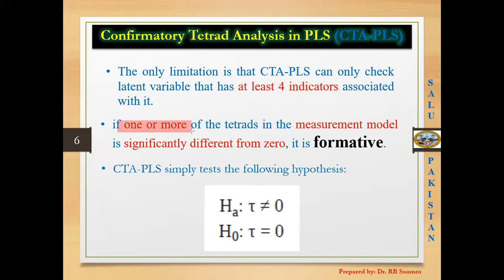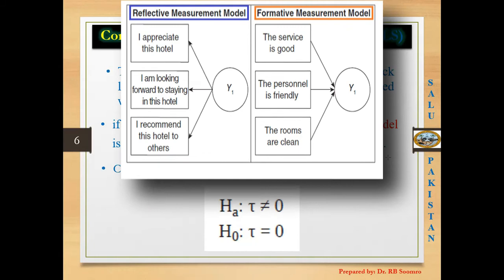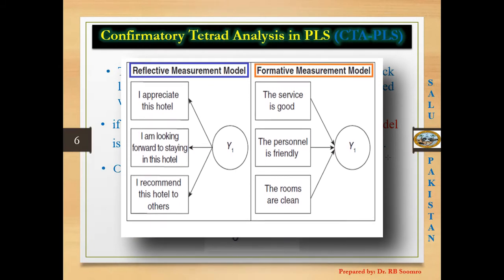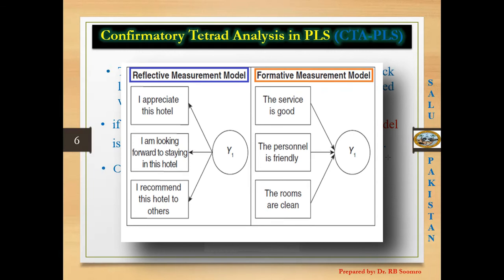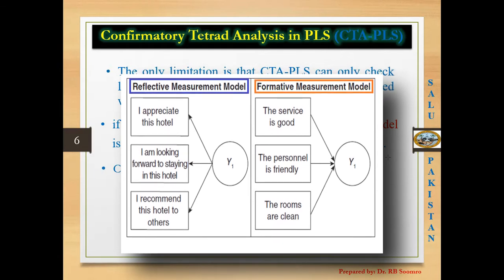So here is one type of decision rule: if one or more straight rod in the measurement model is significantly different from zero, it is formative. If it is not significantly different from zero, then it is reflective. Normally, with reflective indicators you will find a high correlation among all of them, because we are asking the same thing in every question. In the case of formative, we are asking different things of our respondents on different dimensions of the behavior which you want to measure.